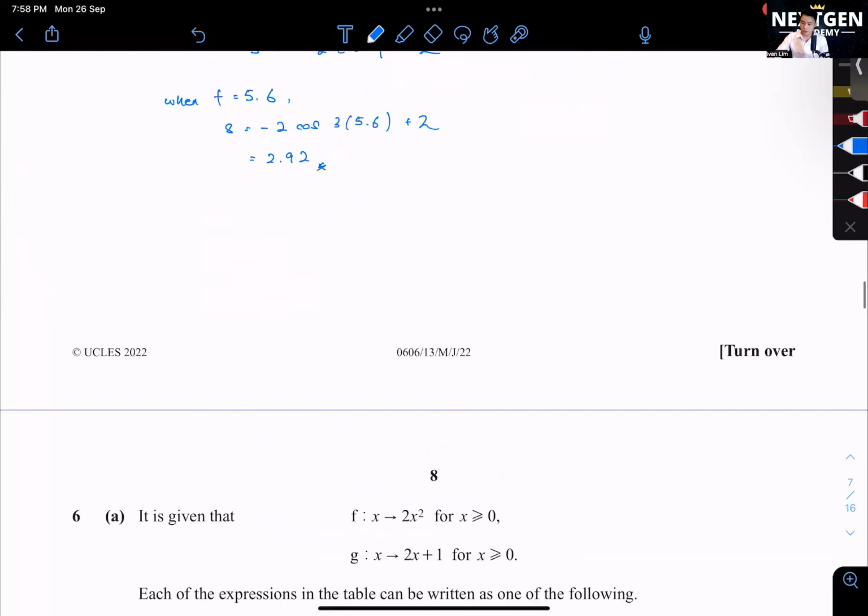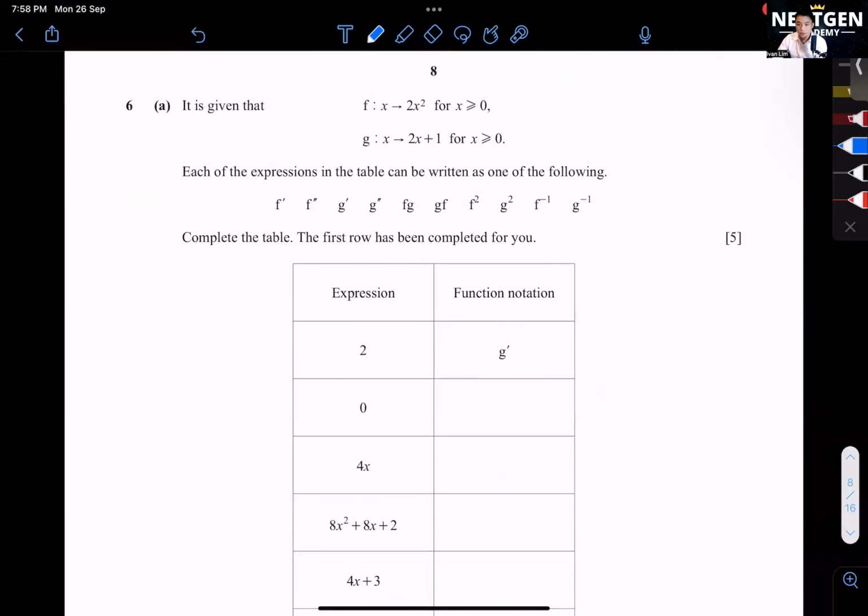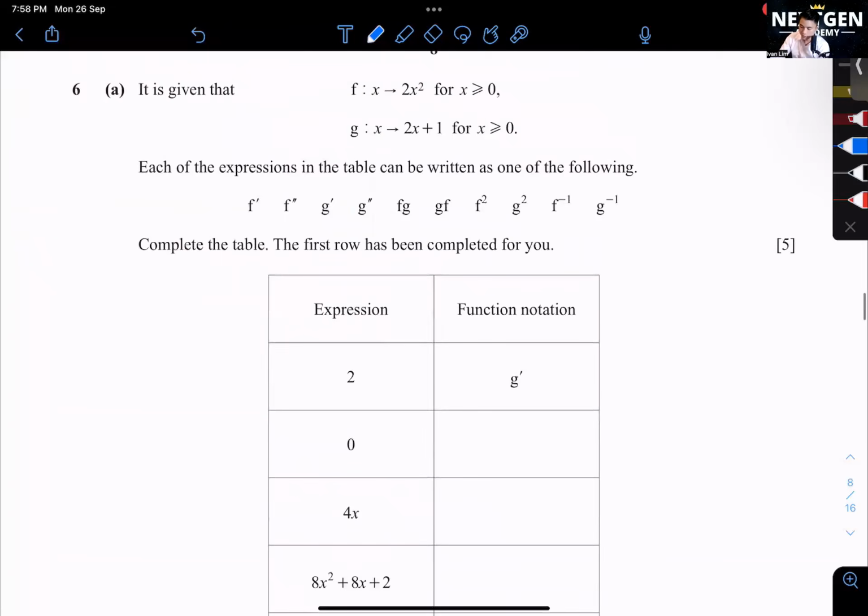Okay, next one. Functions. It is given that f(x) equals 2x squared, g(x) equals 2x plus 1. Each of the expressions in the table can be written as one of the following. They give you f prime, f double prime, g double prime, fg, gf, and so forth. The first row has been completed for you. So how to find? We know that g prime equals 2. What's the value to get 0? You differentiate 2 again. G double prime, you get 0.